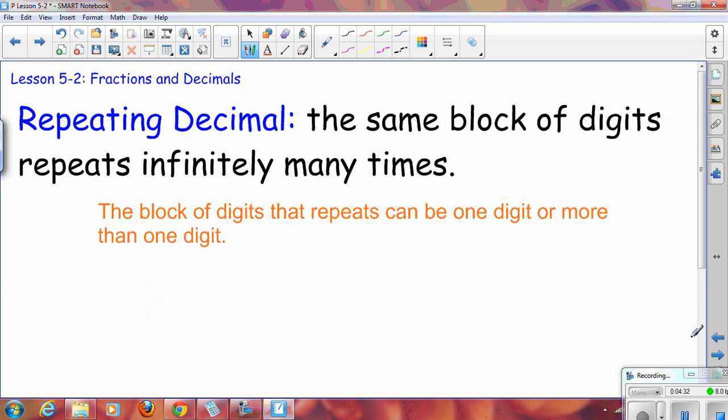Okay, a repeating decimal is when you have the same digit or set of digits that repeat over and over and over again. You can have 0.3333333 forever, or you can have 0.342342342. Okay, so sometimes it's one digit, and sometimes it's more than one digit.